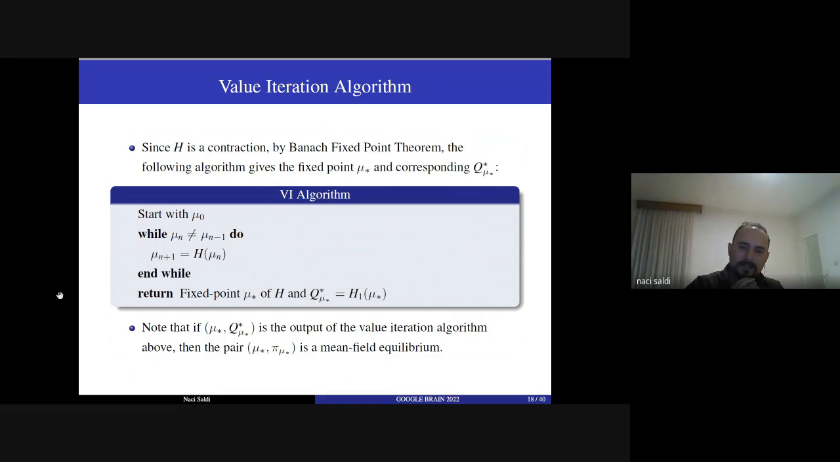So you can actually easily prove this by using the definitions of the operators H1 and H2. And that's why this algorithm is important. Okay, so by iteratively applying H to mean field terms, we can obtain mu star, and using mu star, we can obtain the optimal Q function. And from there, we can extract the optimal policy for mu star. And since mu star is a fixed point of H, we can prove that this pair mu star, pi mu star is a mean field equilibrium. Okay? So this is the value iteration algorithm, and this works when we know the model.